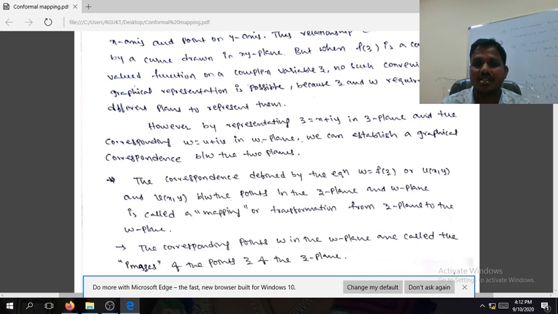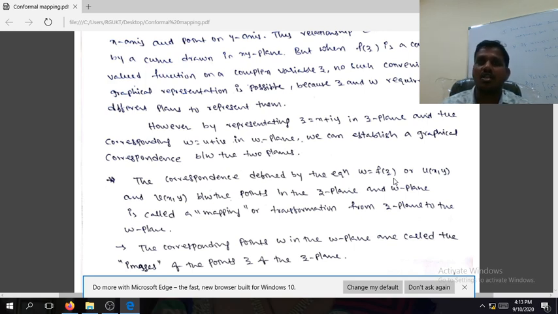The correspondence, the mapping defined by w is equal to f of z, or f of z is equal to u of x comma y plus iv of x comma y, between the points in the z plane and the w plane, is called a mapping or transformation from the z plane to the w plane. I don't know whether it is a function or not, I don't want to call it a function. There is a relation from the points in the z plane to the points in the w plane.